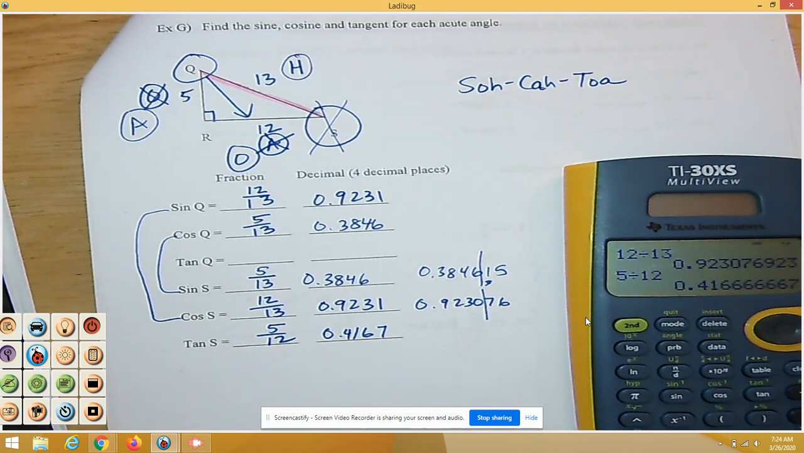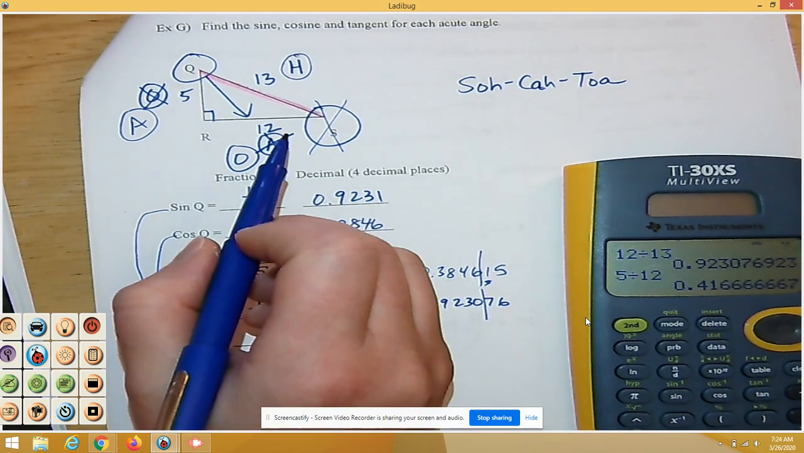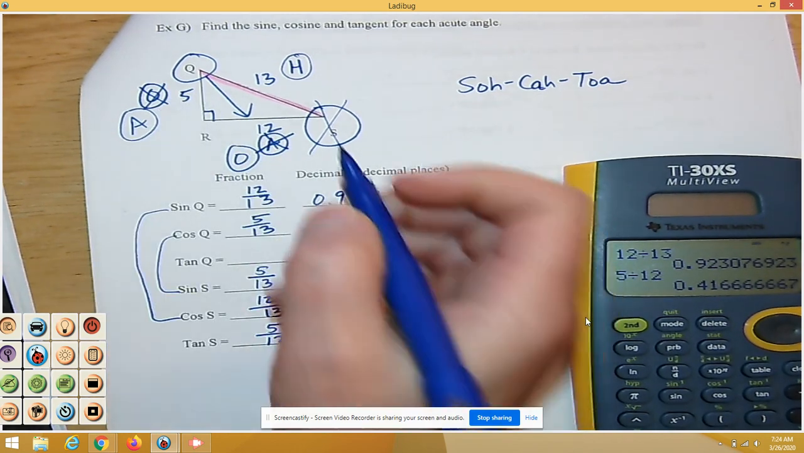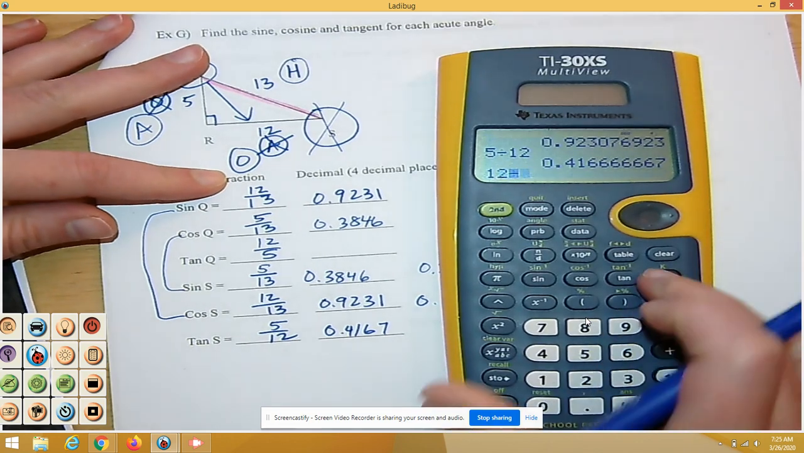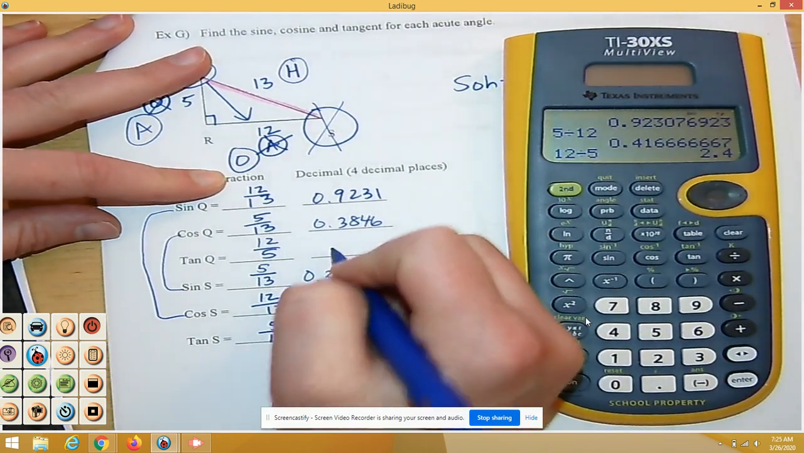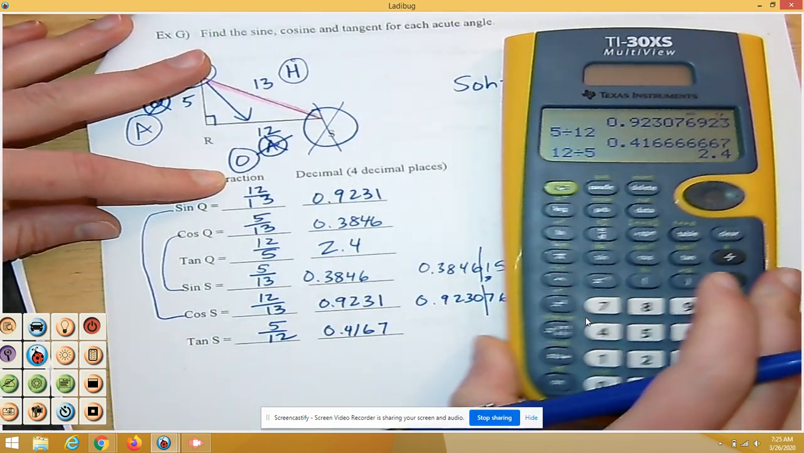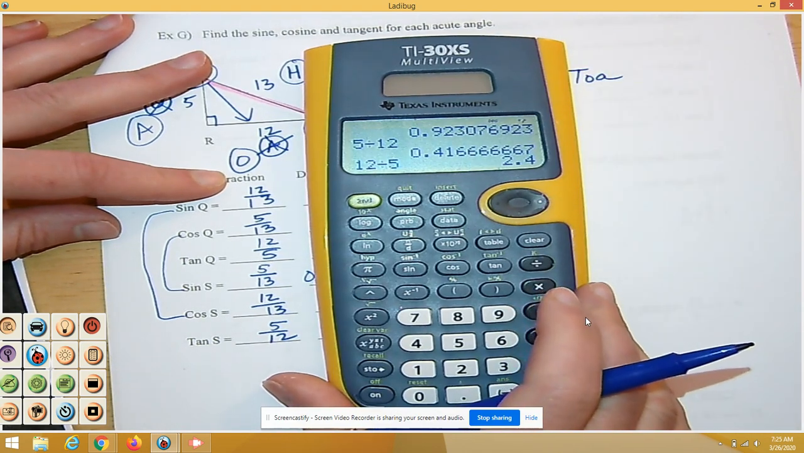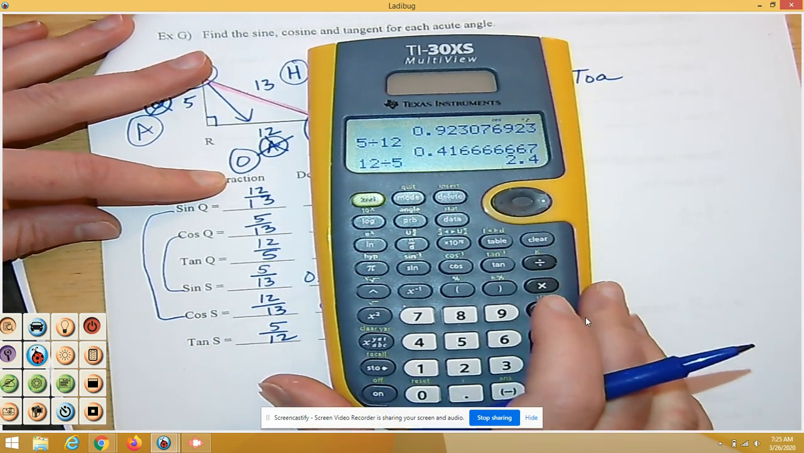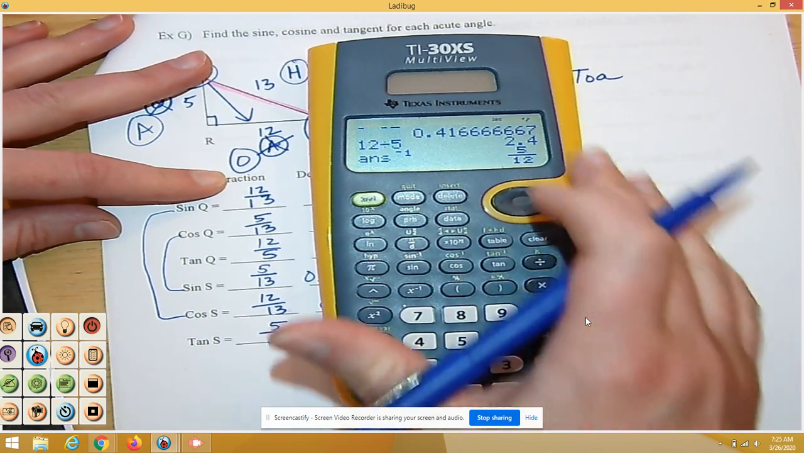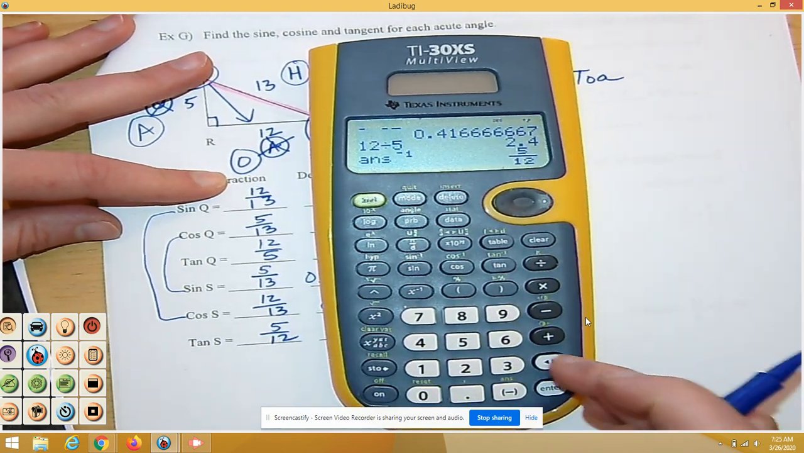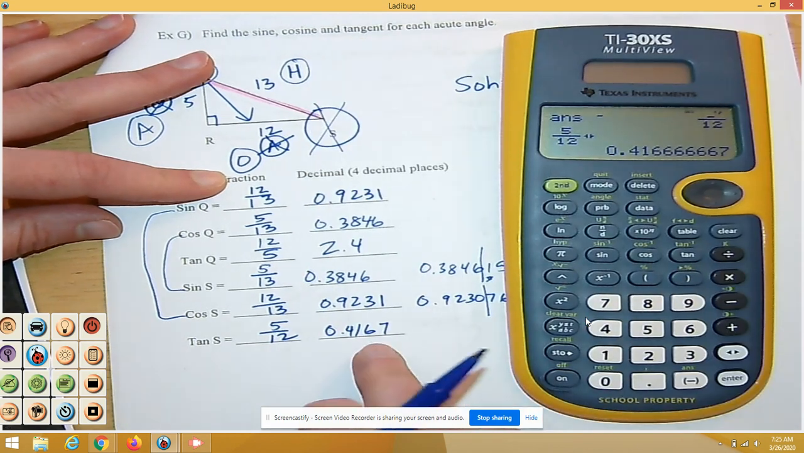And then the tangent of angle Q is the ratio of the opposite side to the adjacent side. So that's going to be 12 over 5. So we're going to do 12 divided by 5, and that's going to be 2.4. And this calculator does have a reciprocal button. I think if I press this, it'll do 1 over 2.4, and then I'm going to convert it, and holy cow, I get this one.